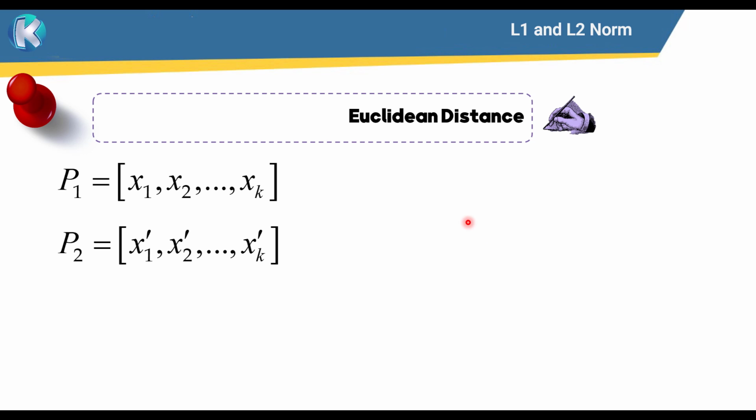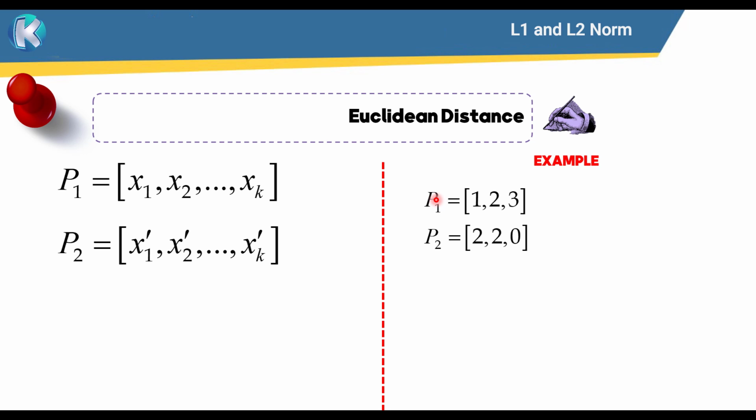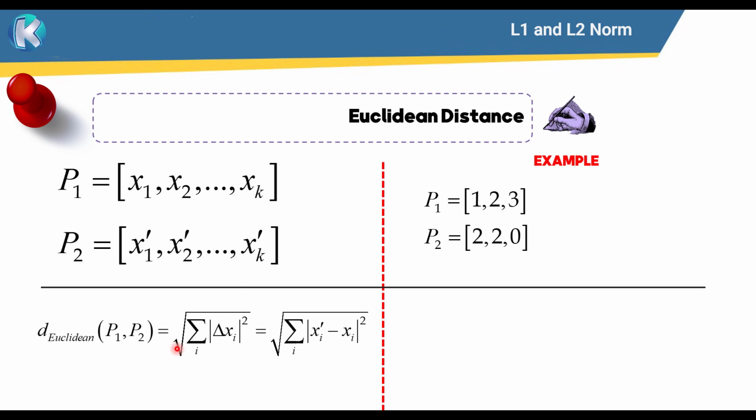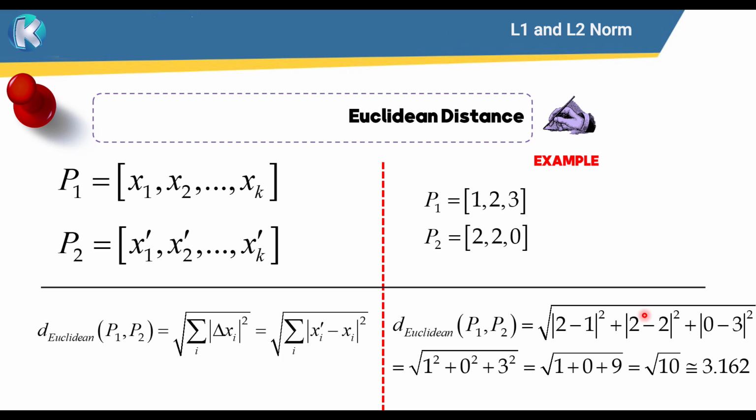But now let's talk about the Euclidean distance. The Euclidean distance is very similar to the L2 norm. You can see that it is the square root of the summation of the absolute value of delta xi to the power of 2. For example, in this example, it is equal to the square root of the absolute value of 2 minus 1 to the power of 2 plus 2 minus 2 to the power of 2 plus 0 minus 3 to the power of 2, which if you calculate all this, you can see is approximately equal to 3.162.